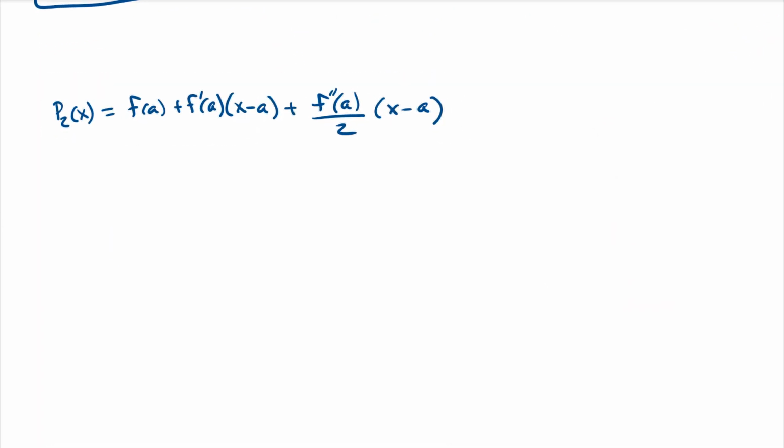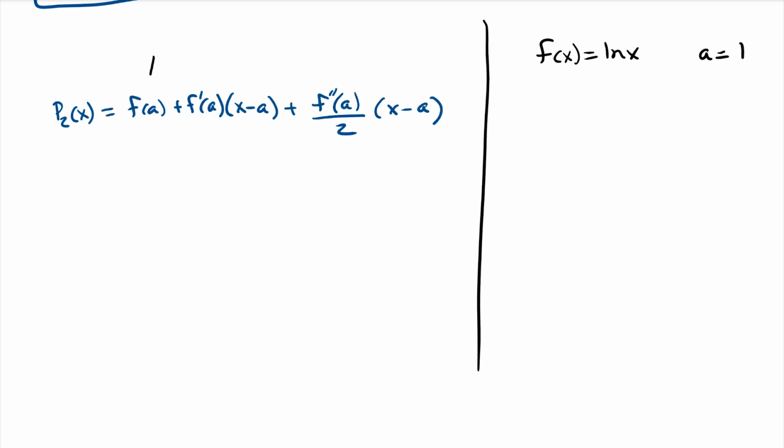All right. So we're going to want to use this formula, and we've got to remember ln of x is our function. And we're doing it at a is equal to 1. So let's do our work over on the other side. We need f of a, so f of a is just f of 1, which is equal to the natural log of 1, which is equal to 0.